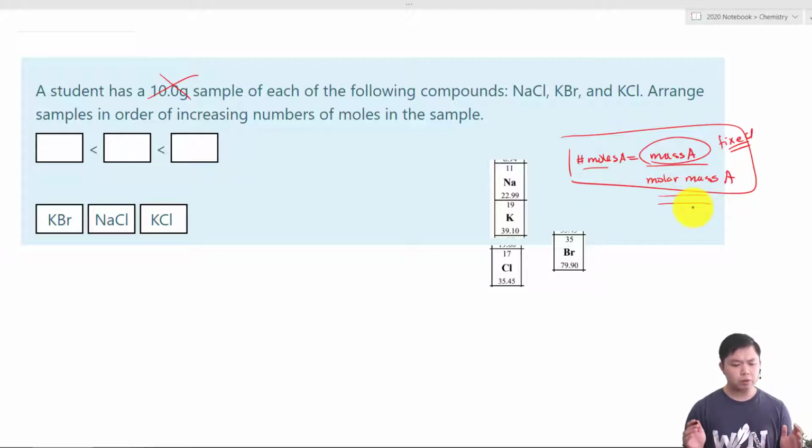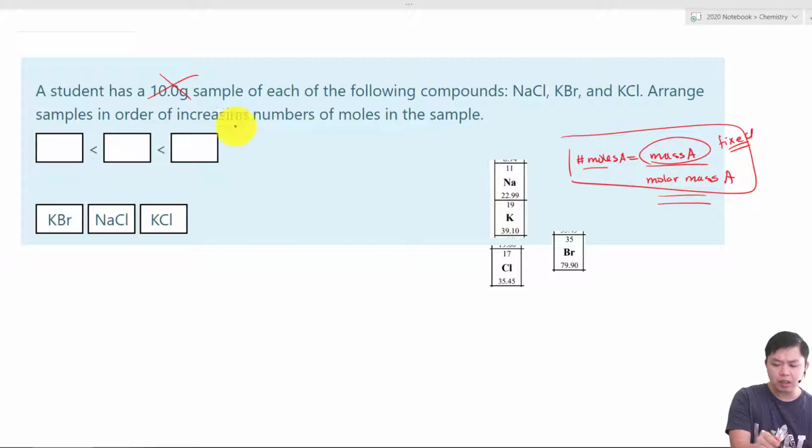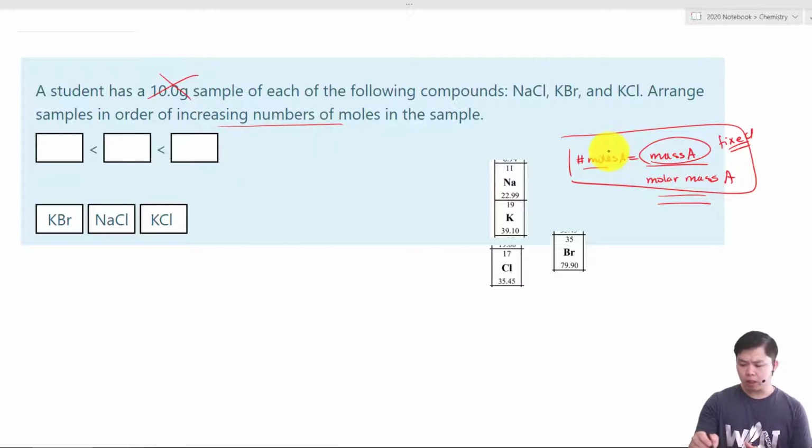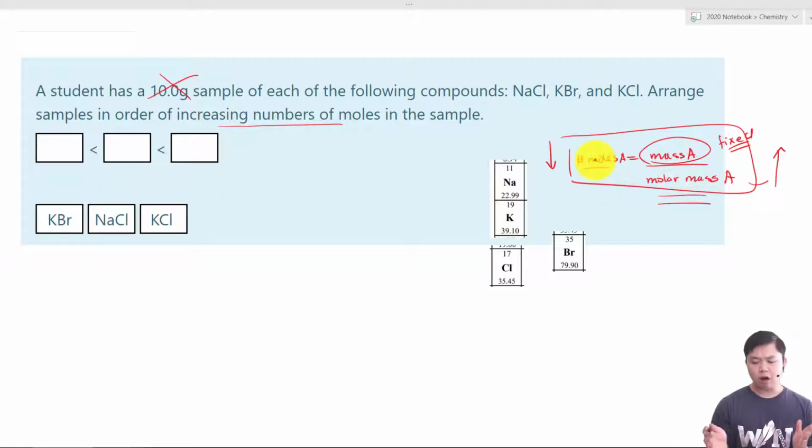So now we have to arrange them by increasing number of moles. Well, look at the relationship. If this one on the bottom goes up, this one goes down. We consider that an inverse relationship because this one is on the bottom and this one is on top. But let's prove that to you. To solve this problem, we have to look at the periodic table to determine the molar mass of each of the compounds.